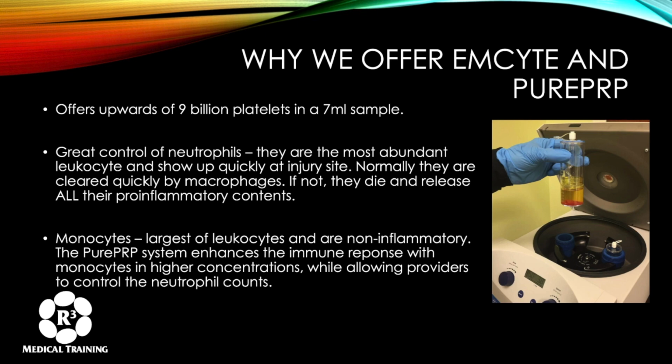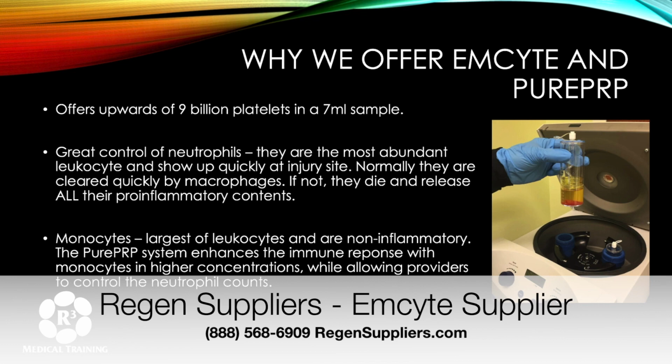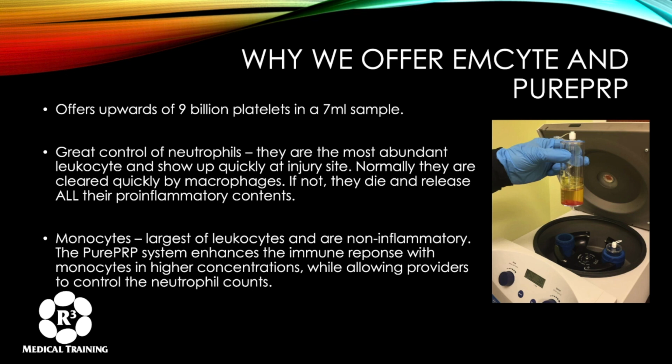So when you look at the MSite system, it offers upwards of 9 billion platelets in a 7 milliliter sample. Really good control of the neutrophils. They are the most abundant leukocyte, and they show up very quickly at the injury site. Normally they are cleared quickly by the macrophages, but if not, they die and release all their pro-inflammatory contents. So if you have very high neutrophil counts, which is what you have after a single spin, then you can actually create a bigger problem, for the first week or two with just that, as opposed to having the second spin where you keep the monocytes but take out a lot of the neutrophils.